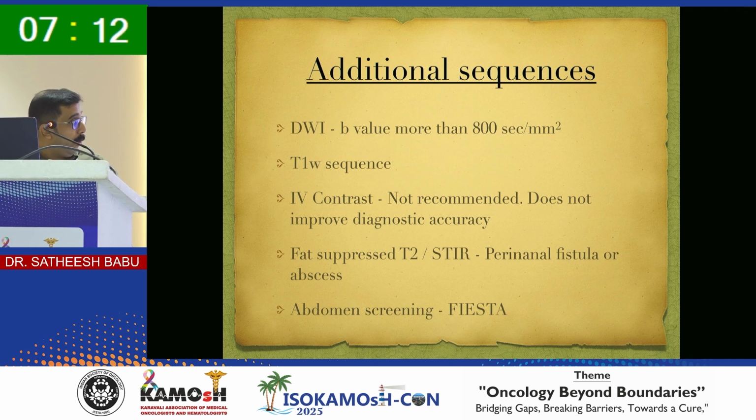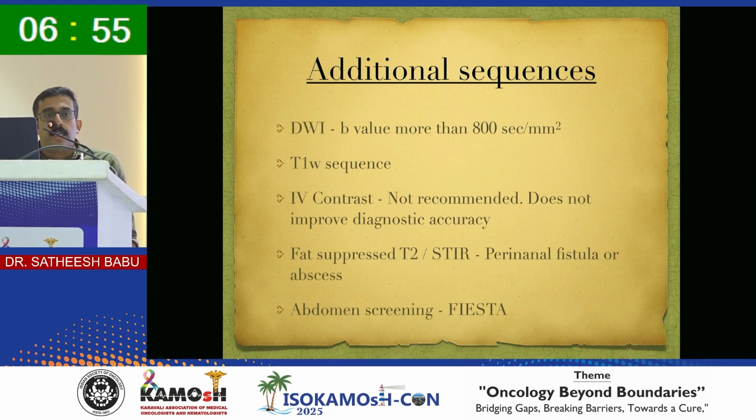So the T1 sequence is very important to rule out marrow involvement. IV contrast is not needed. Fat suppressed T2 is occasionally taken, especially when there is a perianal fistula or abscess, as sometimes this tumor can cause secondary infections of the anal gland and abscesses.